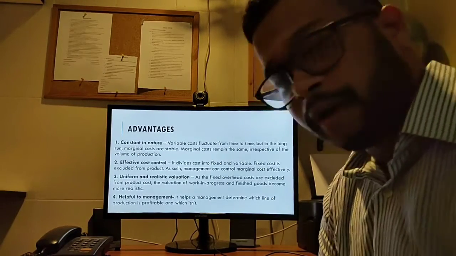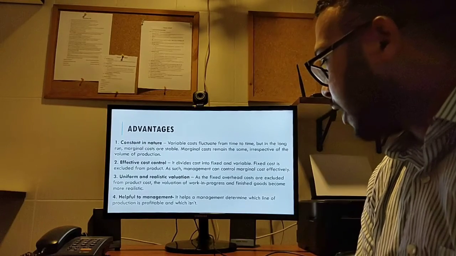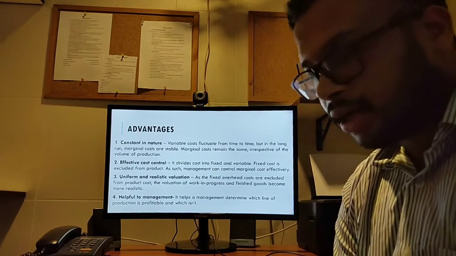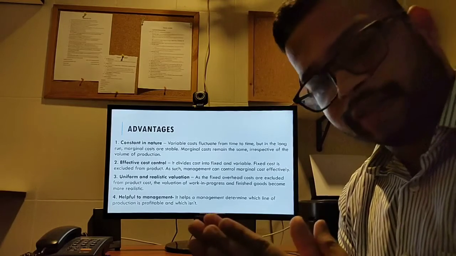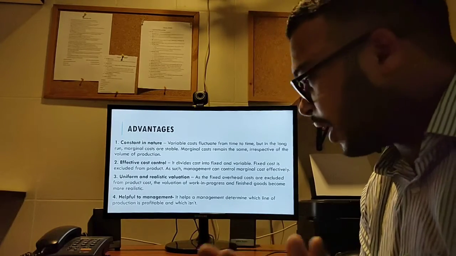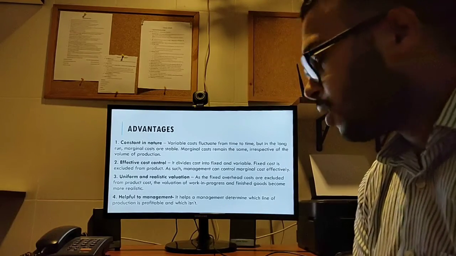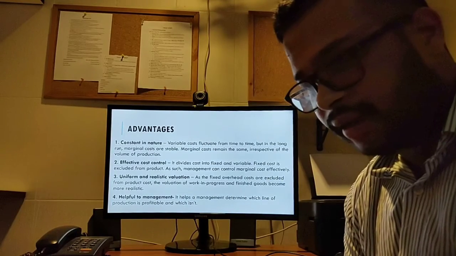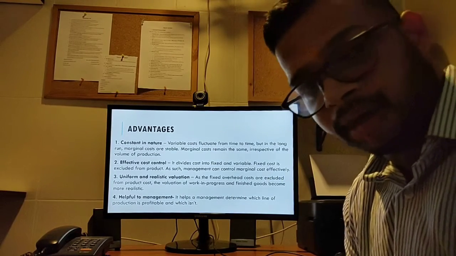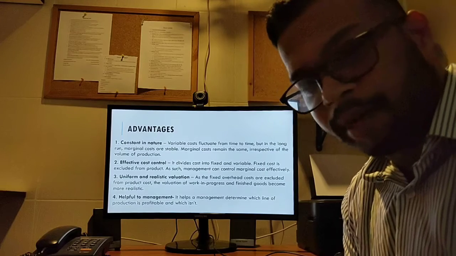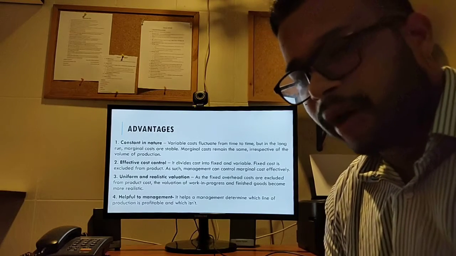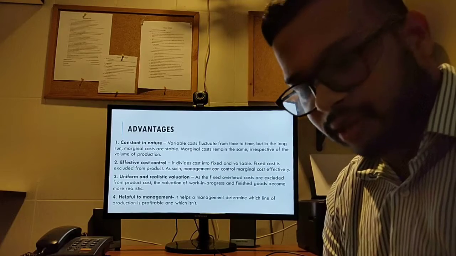Now the fourth point is that it is helpful to management. It helps the management determine which line of production is profitable and which isn't. Now that you've excluded your fixed cost entirely, it helps management determine, in large factories where you have different lines of production, which line is performing and which isn't. You may be asking the question, why isn't fixed cost computed over here?